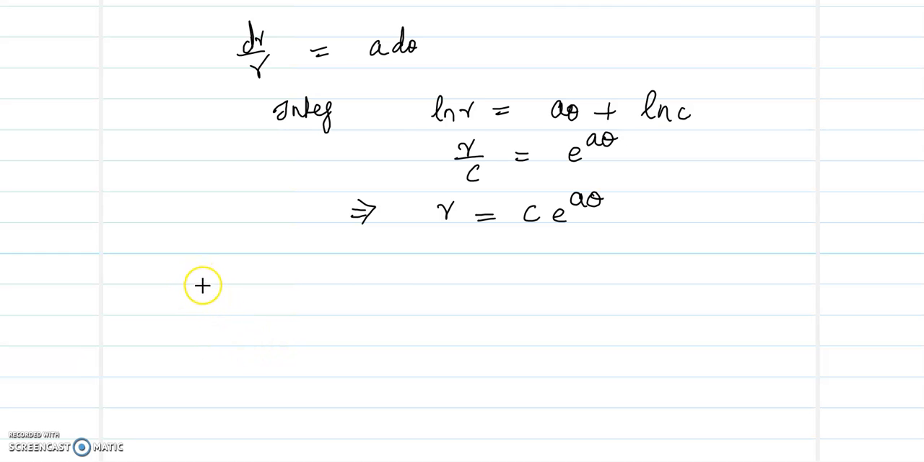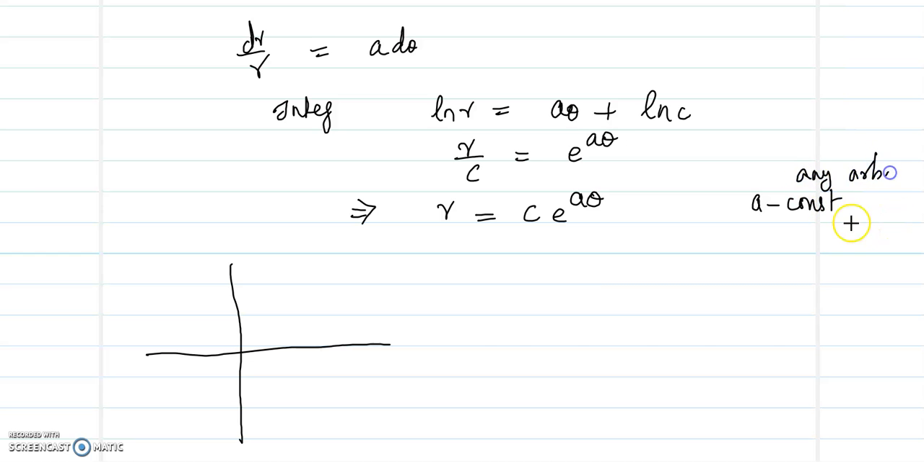Now if you look at the curve of this polar function, you can see that here you have the variables r and theta, depending on the value of a. So in the given problem, a is any arbitrary constant. So a can be greater than 0 or a can be less than 0.